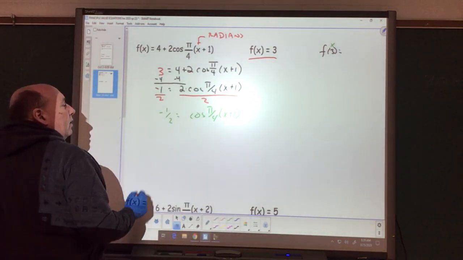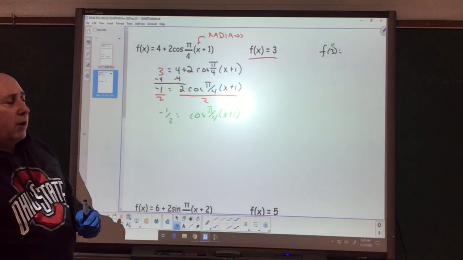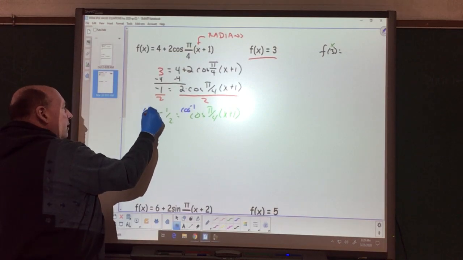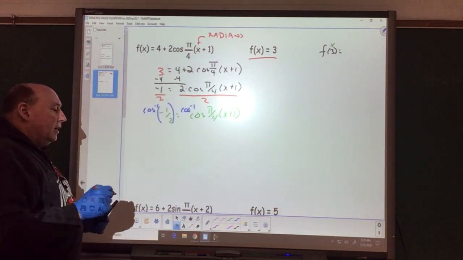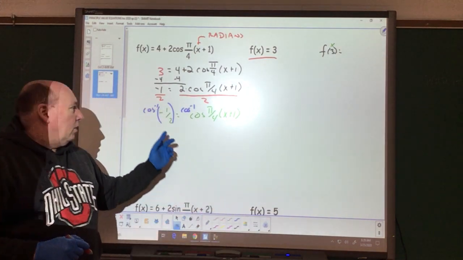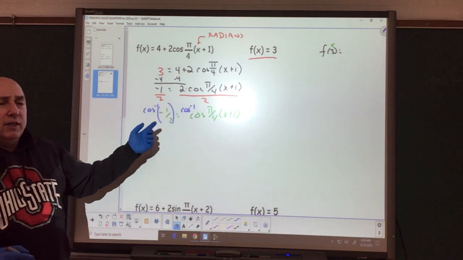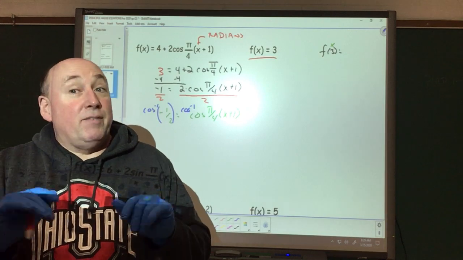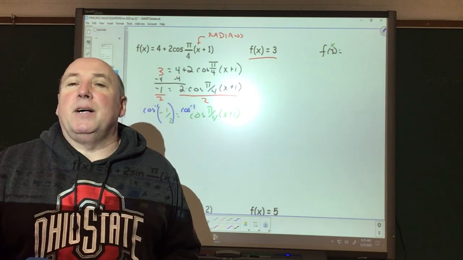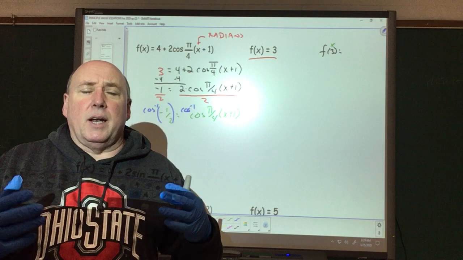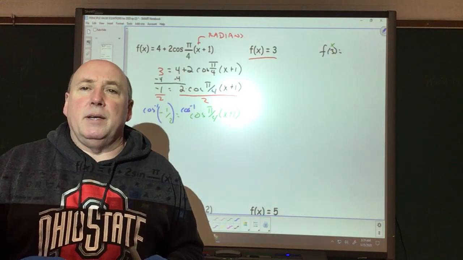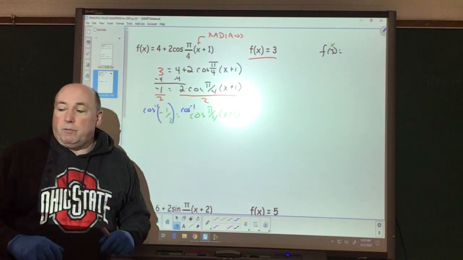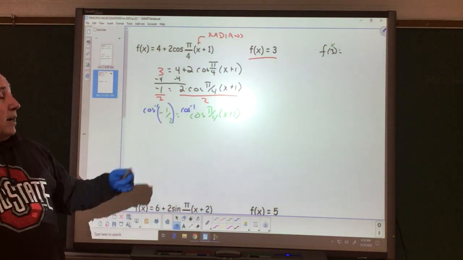Our next thing we need to get rid of is the cosine, and how we get rid of cosine is inverse cosine. So this is where you can do the inverse cosine of the fraction that you created here. And once again, if I'm going too fast, just hit your pause button, and then resume whenever you're ready for it. So we have the inverse cosine of negative 1 over 2.